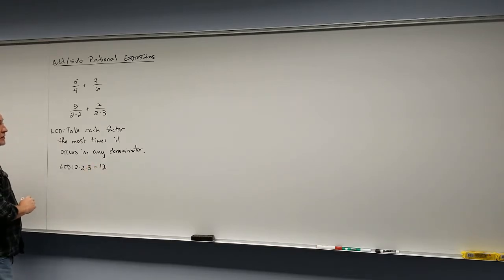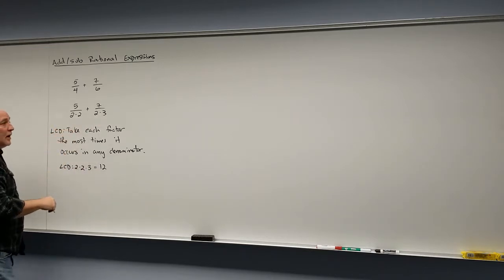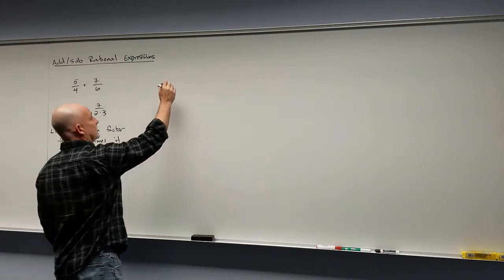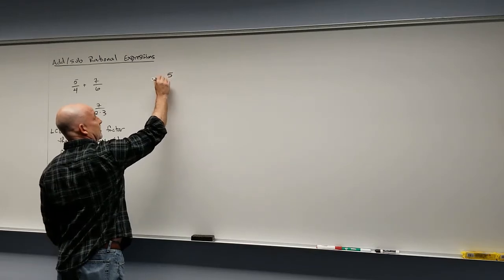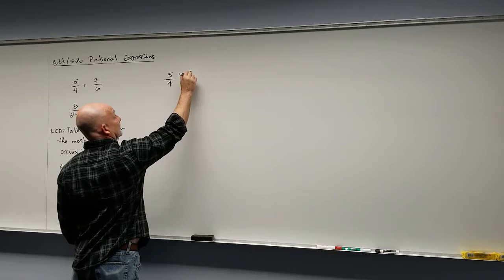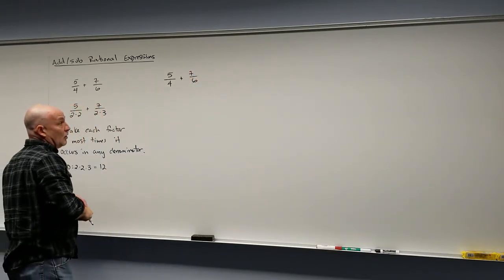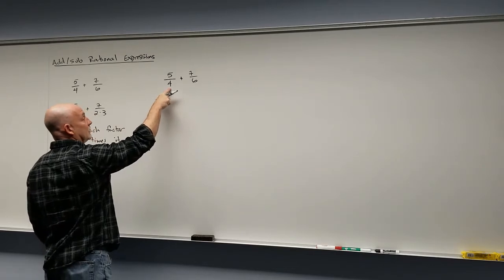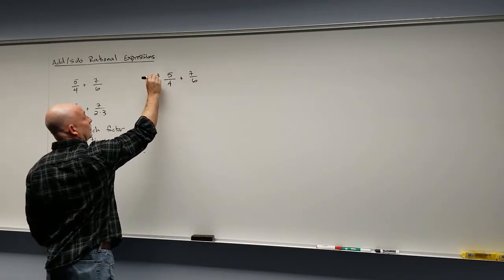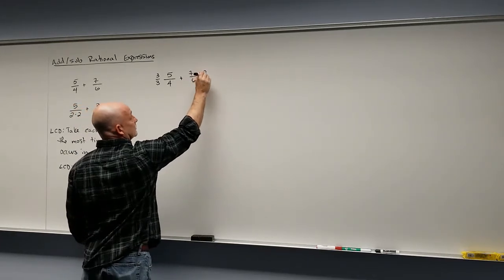Once we have our least common denominator, once we know what it is, then we multiply the top and the bottom of each fraction by whatever it takes so that, well, it's the least common denominator. So let's move over here and say this again. Let's go back to 5/4 plus 7/6. Okay, so what would I have to multiply this by to make it a 12? Well, it would be a 3, so we'll multiply the top and the bottom by 3. We have to multiply this one by 2, so 2 over 2.